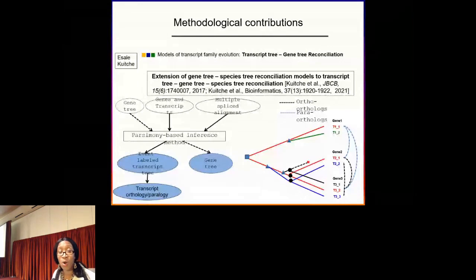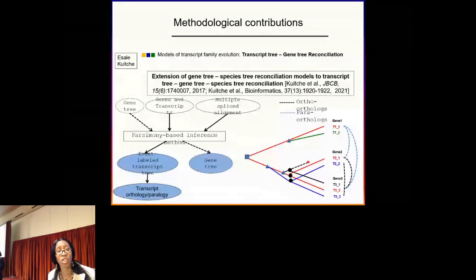And then the other type of relation will be paralogs, when the event that separated them is a creation. Sorry, it's the opposite. I'm sorry about what I said. So paralogs are those whose least common ancestor is a creation, and all the other ones are actually orthologs.